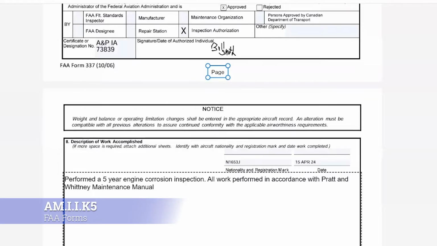Remember, we don't do any unauthorized or undocumented maintenance. There has to be something that tells us to do a thing. Don't just kind of go all Wild West. In this case, it's going to be our Pratt & Whitney maintenance manual.